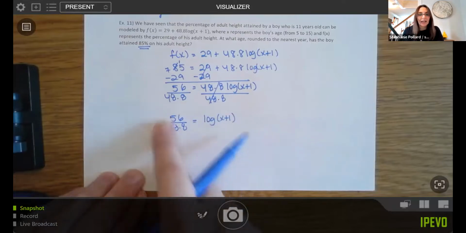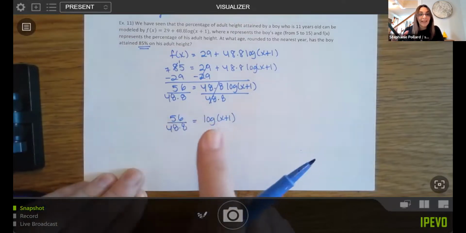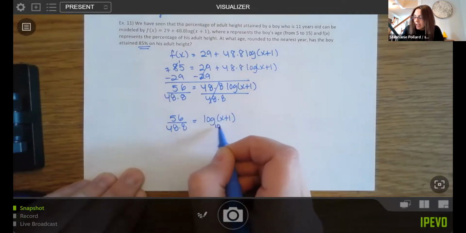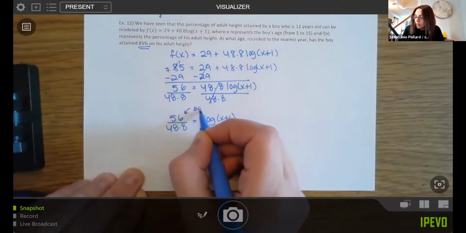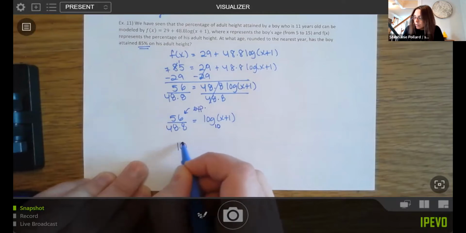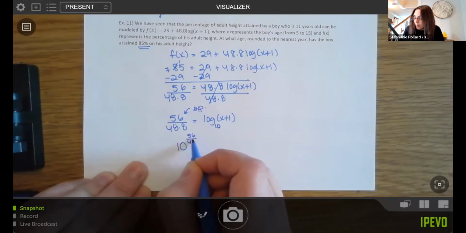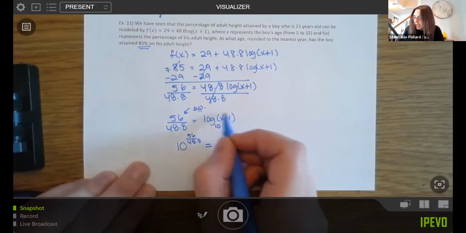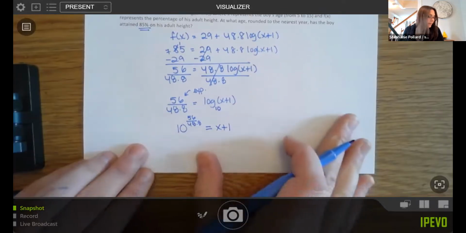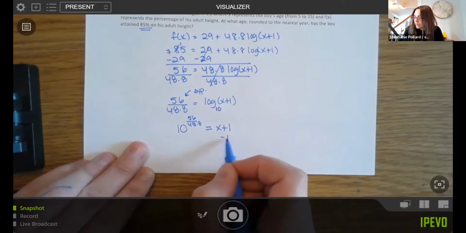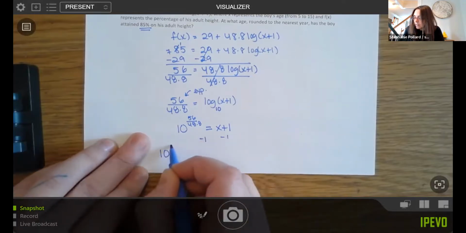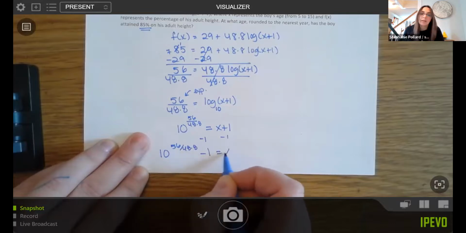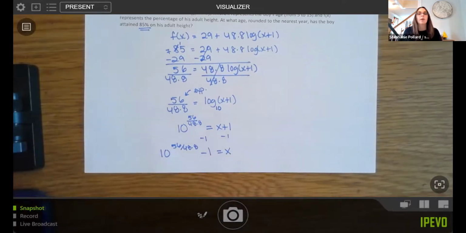So here I'm kind of stuck, so I'm going to try the exponential form. If there's no base, it is 10. So remember, this is your base and the other side becomes your exponent. So this becomes 10 to the 56 over 48.8 power is equal to just x plus 1. Now I subtract 1 from both sides and I get 10 to the 56 over 48.8 power minus 1 is equal to x. So this is my exact answer, but it does say to round.